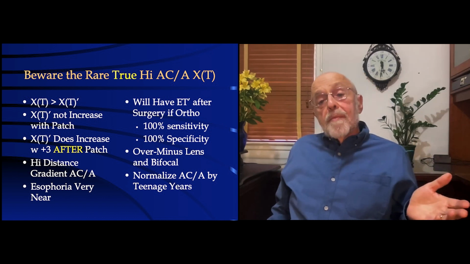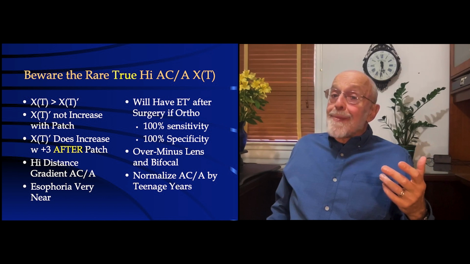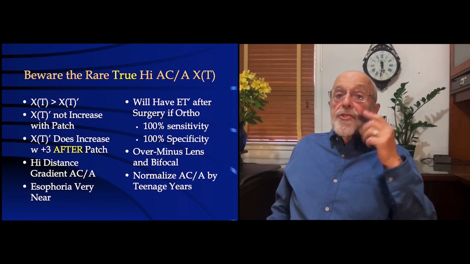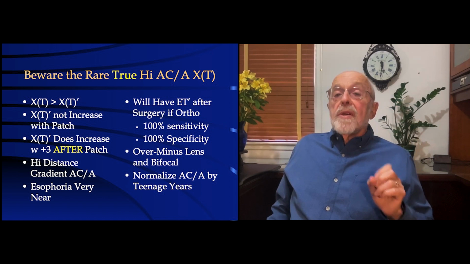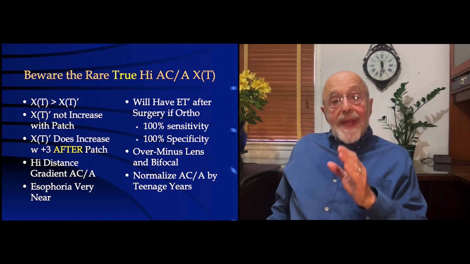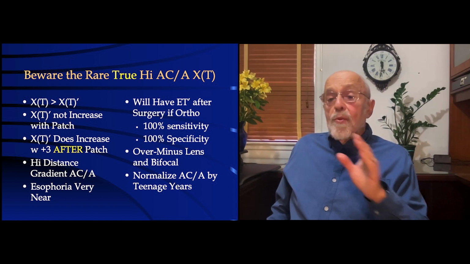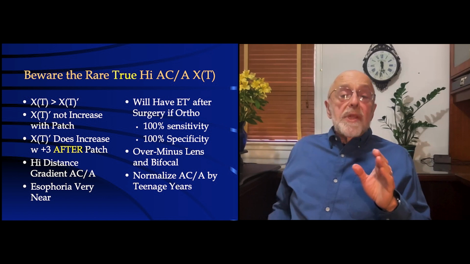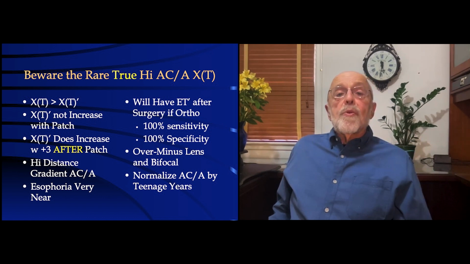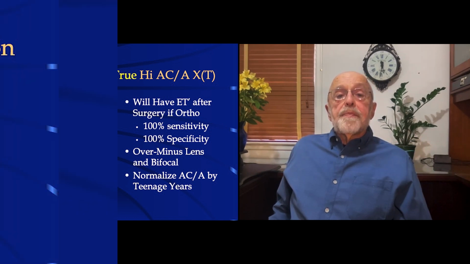So how do I treat them? Well, high ACA, you get a lot of bang for your buck. A small amount of minus lens controls a big deviation, but they will need a bifocal while they're over minus. My experience, since I recognize how to treat them, is that everyone that I've treated normalizes their ACA ratio by the end of teenage years. And then you can operate on them in the usual manner, and they do fine.